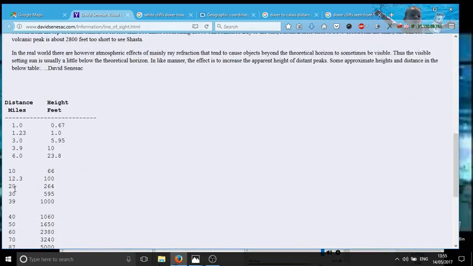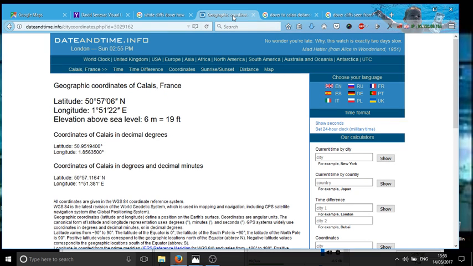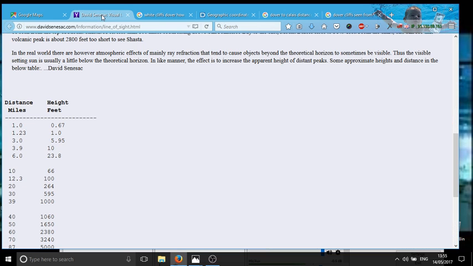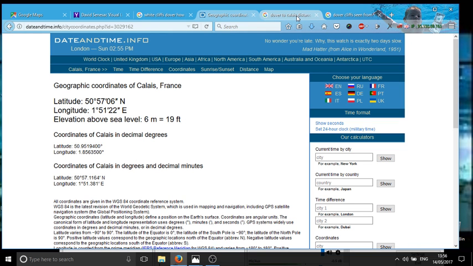On 20 miles the curvature should be 264 feet. The height of the White Cliffs of Dover is 350 feet, so the very highest point of these cliffs is 350 feet. On the other side, Calais is at a much lower elevation. The actual town is only 20 feet above sea level, so the hills around it are only 100 or so feet up. Again, we're talking about this distance of a curvature, which should be 264 feet, and these are a maximum of 350 feet, and this is much lower.